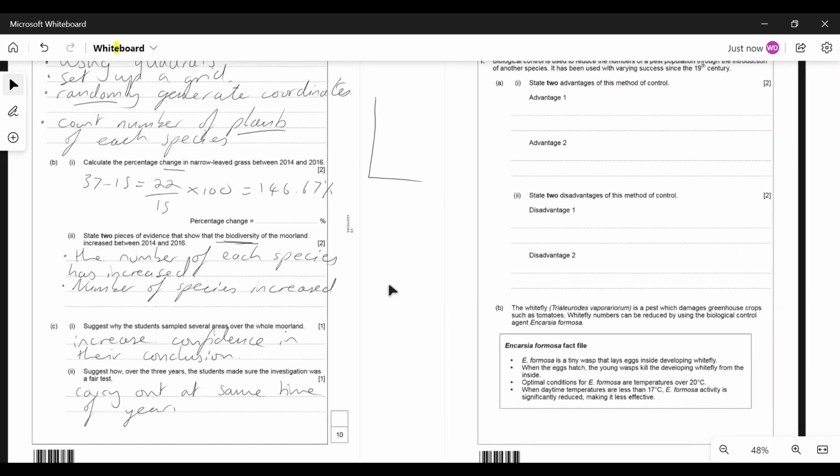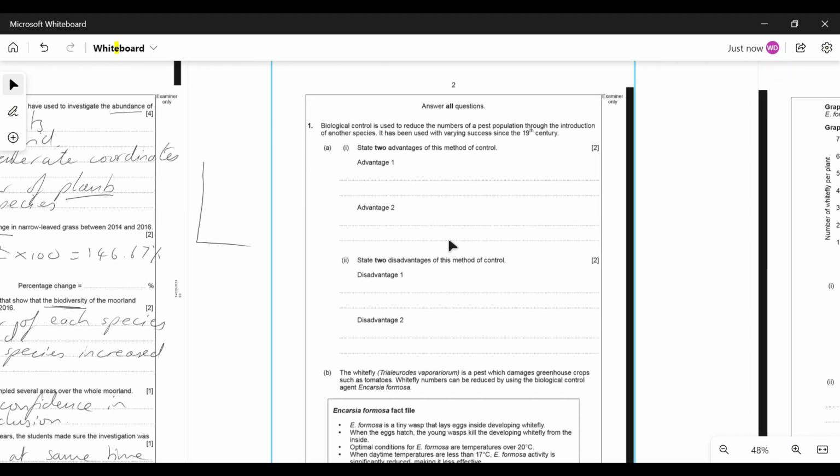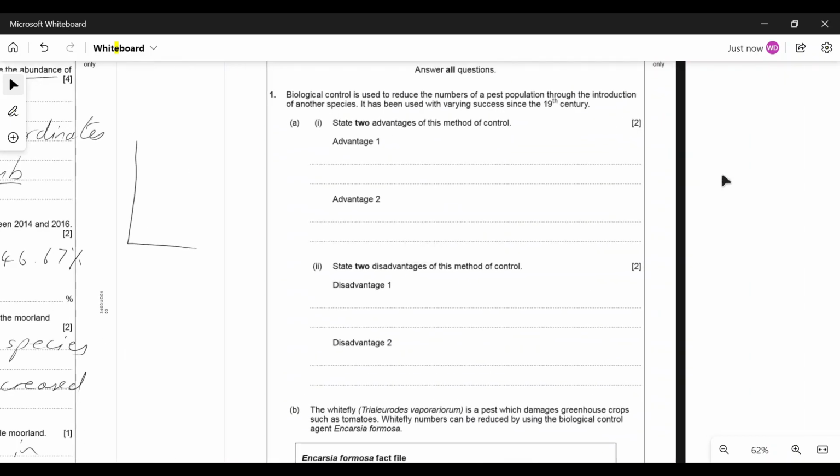Okay, so question, it should be question 2, but it's question 1. It's all about biological control. And you are asked to give 2 advantages of biological control. There are a lot of advantages. I'll name 2 here. So first of all, most people put no pollution, damage to the environment, poisoning, no use of pesticides is the one that most people said.